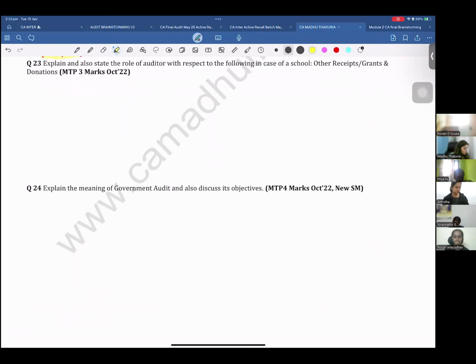Again, we are going back to school. You also go back to school and see if the school receives any other receipt. The normal receipt for the school is what? The payment they receive from the children studying there. But the school may also receive other receipts, such as grants from the government. So if they have other receipts like grants, what role as an auditor are you going to play over here? How are you going to verify that?